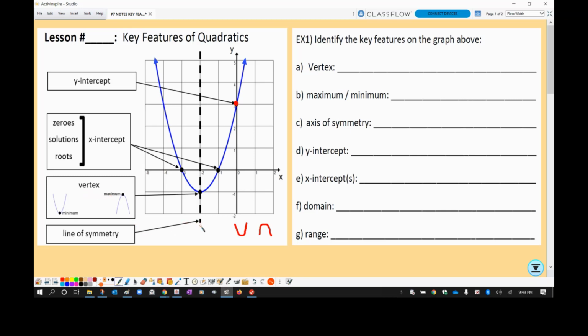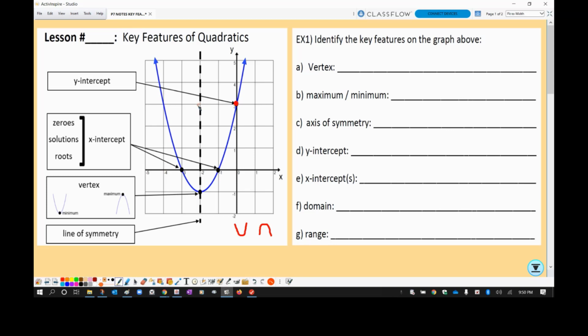And then you have what is called the line of symmetry, which is like an invisible line that goes right in the middle of the graph, right through the vertex. Basically, this line of symmetry means that this side here is a reflection of this side. So the line of symmetry is like a mirror. Here's the mirror, here's one side, and here's the reflection.